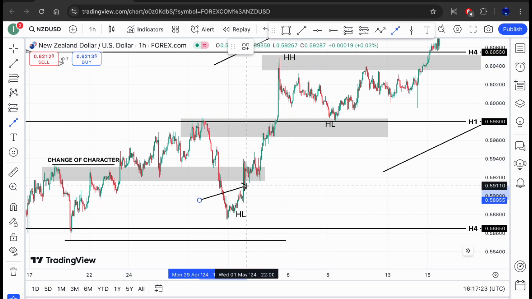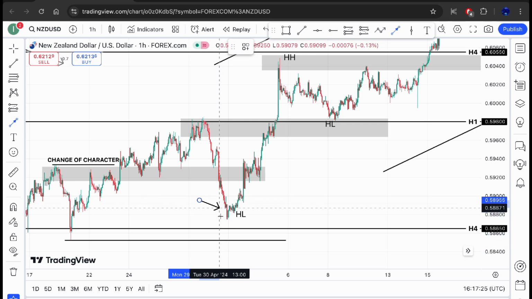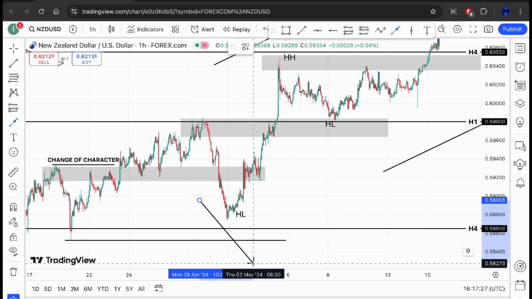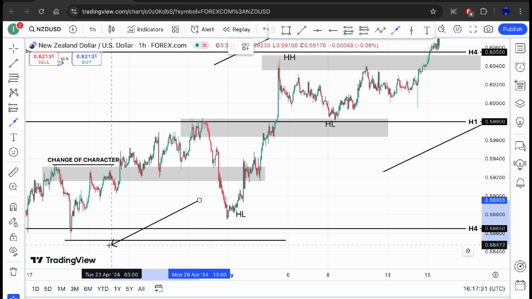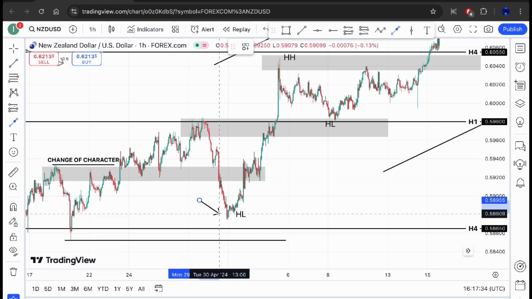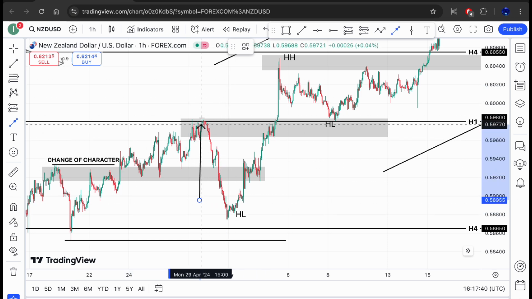It has changed fully. If price was able to break this low, then we would have a new change of character right here to the downside, which is indicating that okay, the sellers are still in control of the market. But if price isn't able to break below this low, we know that buyers are now in control of the market. So what happened here? Price retraced all the way down here. It retraced for sales.